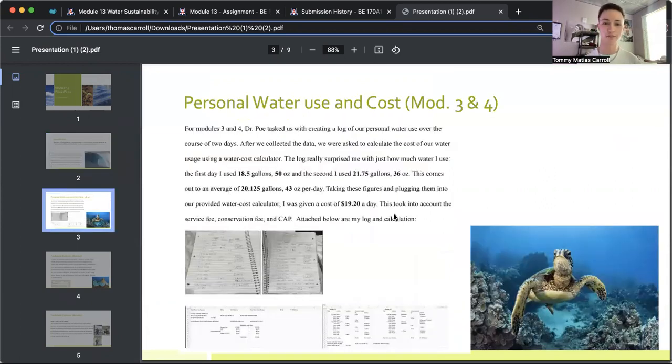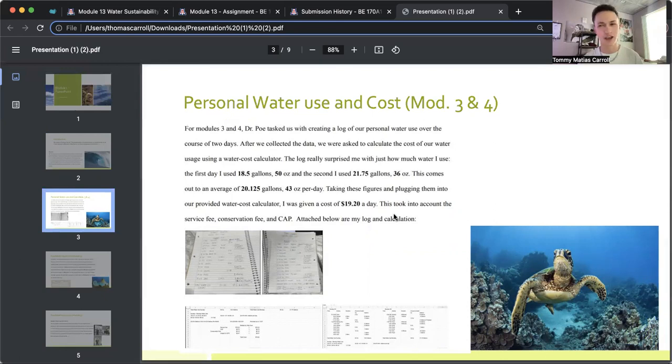So this is my personal water use and cost, which we did in modules 3 and 4. Dr. Poe had tasked us with creating a log of our personal water use over the course of 2 different days. After we collected the data, we were asked to calculate the cost of our water usage using a water cost calculator that was provided to us. The log was actually really surprising over just how much water I've really used that I wasn't taking into account.